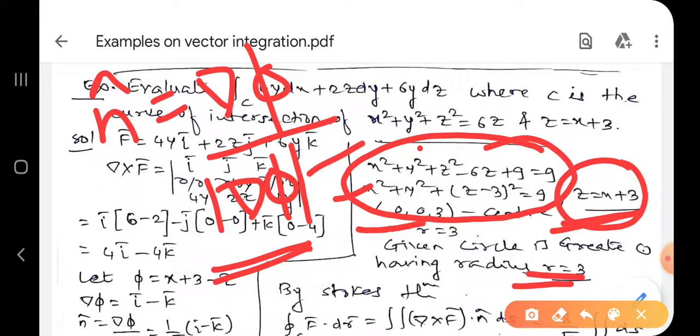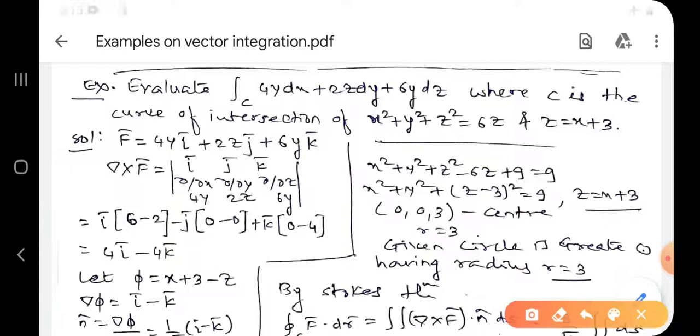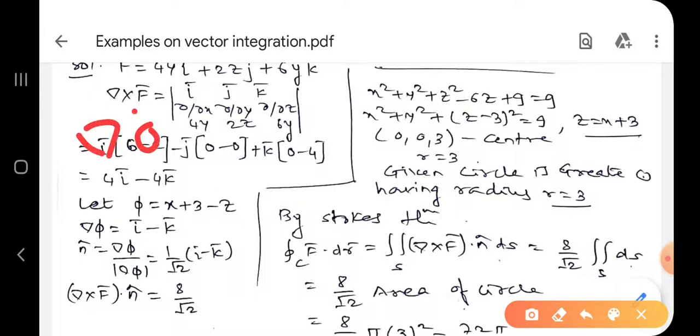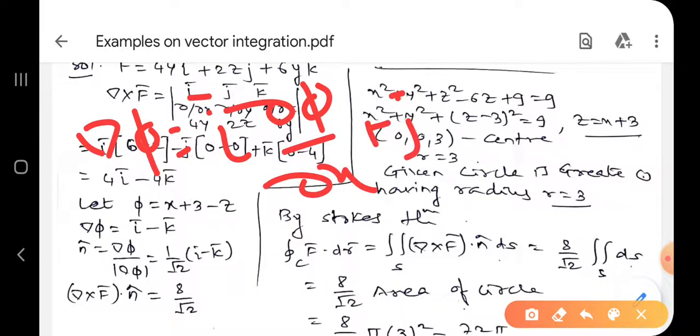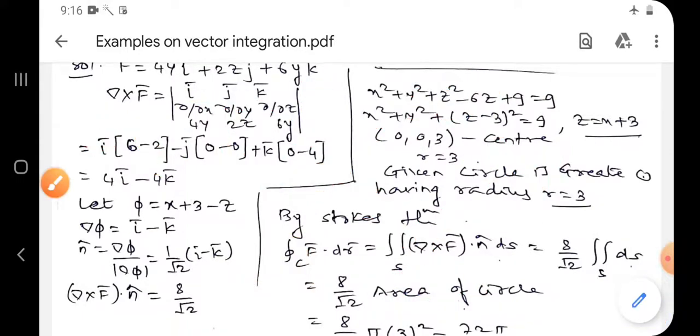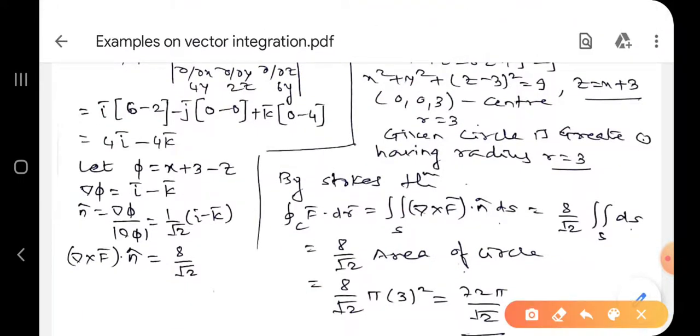∇φ अपॉन मॉड ऑफ ∇φ. मग यावरून फाय डिफाईन करा. लेट फाय इज इक्वल टू, बघा हा झेड दुसऱ्या बाजूला घेऊन गेला RHSला. काय होईल? x+3 मायनस झेड. त्यावरून ∇φ काढता येईल तुम्हाला. ∇φ इज इक्वल टू i ∂φ/∂x प्लस j ∂φ/∂y प्लस k ∂φ/∂z. करा कॅल्क्युलेशन आणि ∇φ काढा. नंतर मॉड ऑफ ∇φ काढा, तो √2 येईल. सो n cap is equal to 1/√2 (i bar minus k bar).